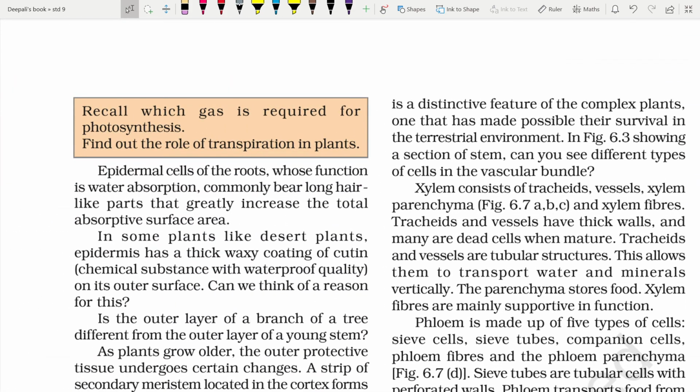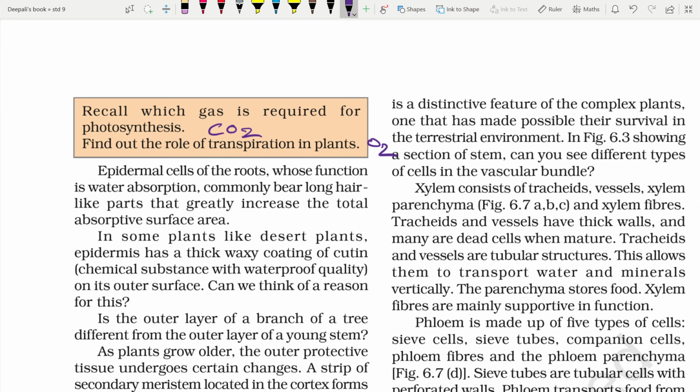Recall which gas is required for photosynthesis. Find out the role of transpiration. So for photosynthesis we need CO2, but for transpiration we need O2. The epidermal cells of the roots, whose function is water absorption, commonly bear long hair-like parts that greatly increase the total absorptive surface area. In some plants like desert plants, epidermis has a thick waxy coating of cutin, a chemical substance with waterproof quality, on its outer surface. Can we think of a reason for this?